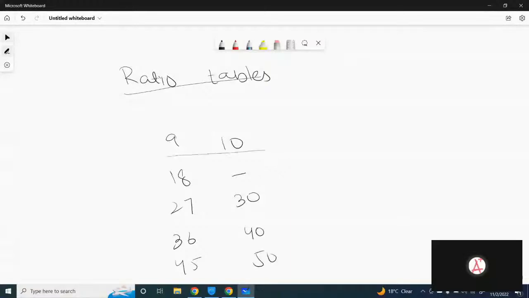Just look at the first one. It is 9 over 10. Got it? So you are given 18 here. So 9 times what number makes 18? 9 times 2 makes 18. So multiply the denominator by the same number. So 10 times 2 is 20. That means the missing number is 20. Got it?